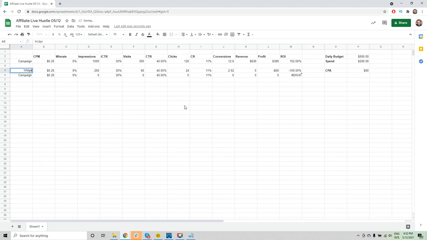So widget 1 and widget 2. They both have the same bid. That's quite common, right? We usually have a global bid for our campaign, and only later in the optimization are we going to tweak these CPMs. All right, so let's say the average win rate is 50%, and we'll do 100% here and 2% here.